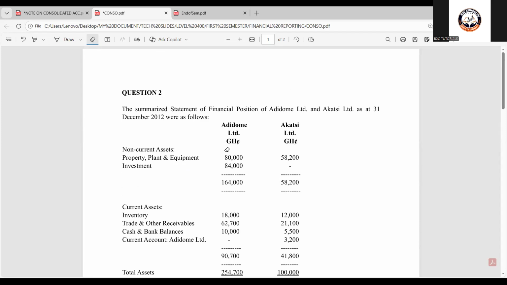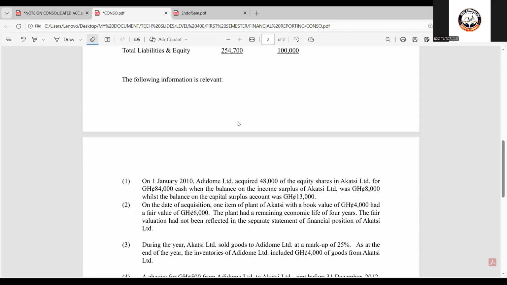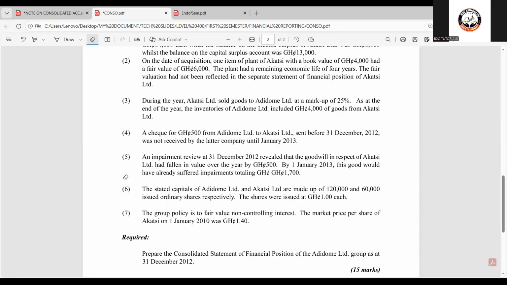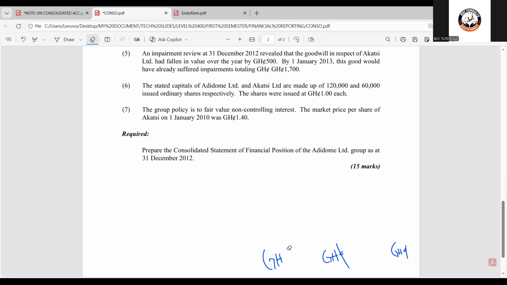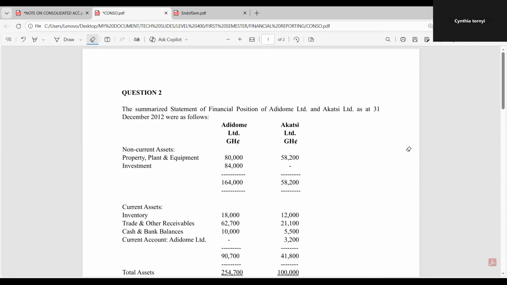So now that we have been able to establish how to go about it and know what the requirement of the question is about, let us quickly read the questions and see if we can do all the adjustments before we leave here this morning.